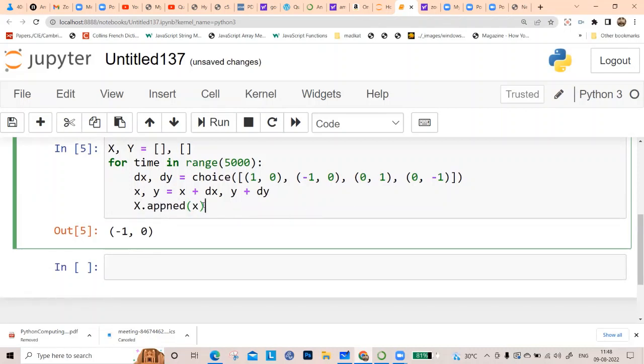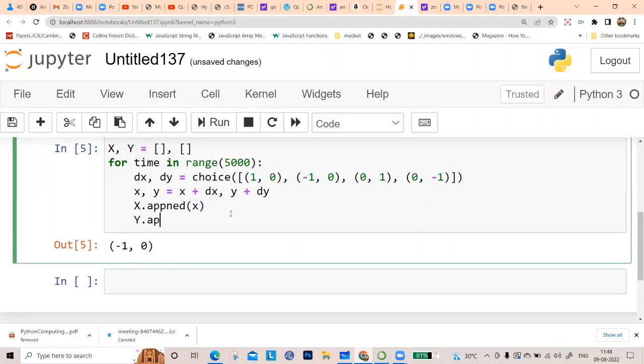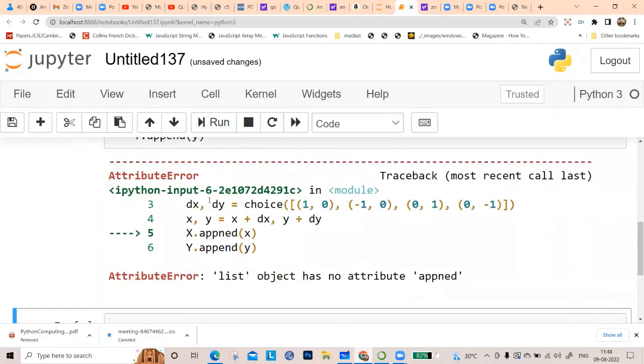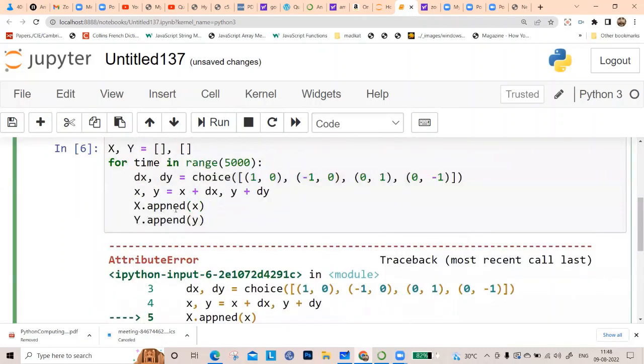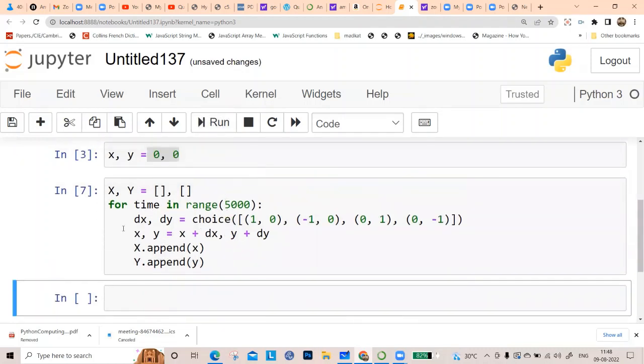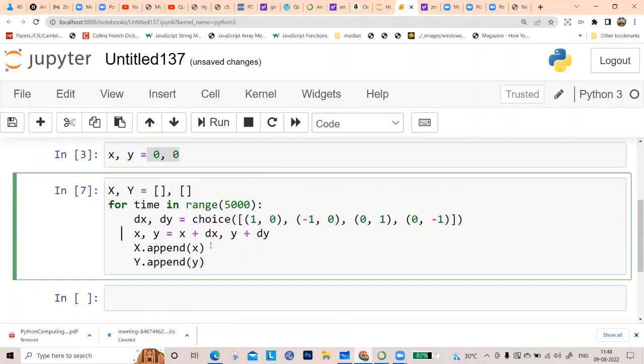So X goes to capital X list, and in capital Y, I append each Y. Okay, done. I'm sorry again, I'm making the spelling mistake. Okay, so now this is done. So the lists are done. That means one walk is generated. Let me plot it.